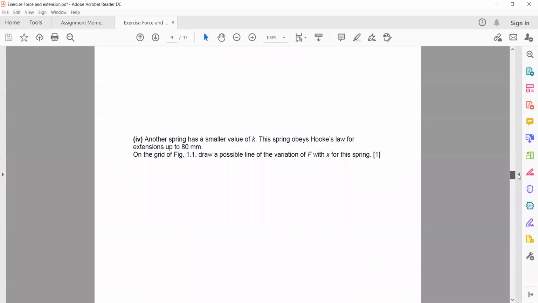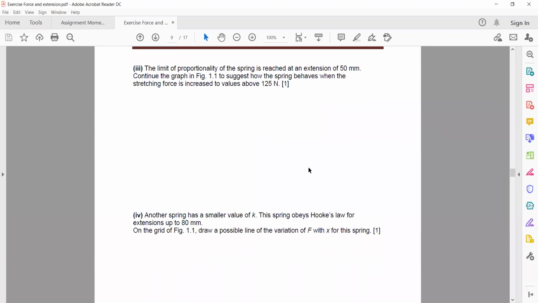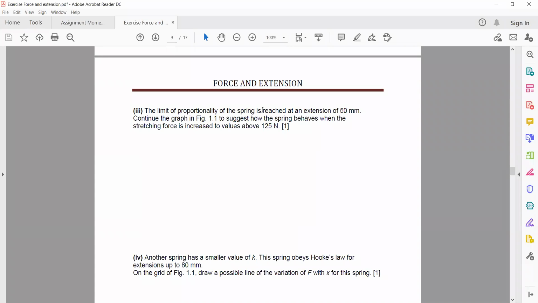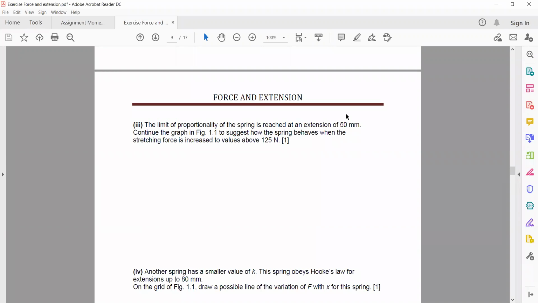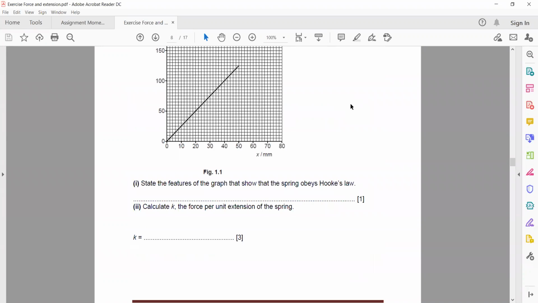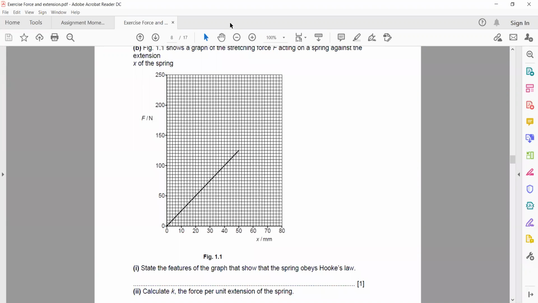Page 9. Another spring with a smaller value of k. The limit of proportionality of a spring is reached at an extension of 50 millimeter. Continue on the graph to show how the spring behaves. So continue on this graph how the spring behaves: as you are adding a load, extension and load are not directly proportional, so it will turn into a curve.